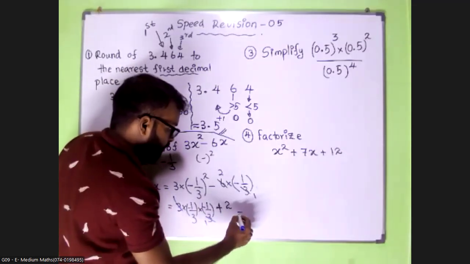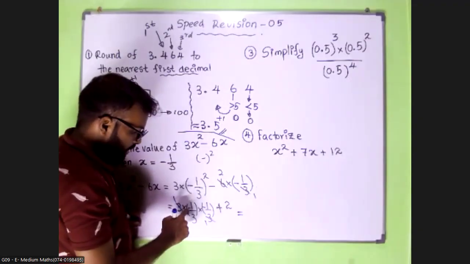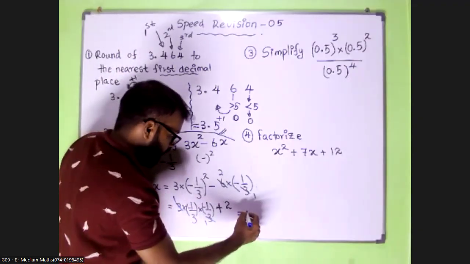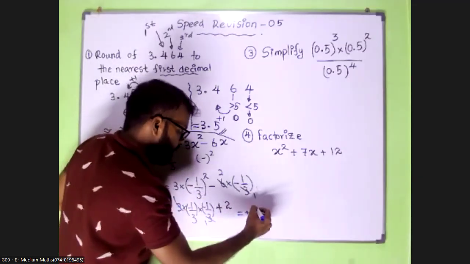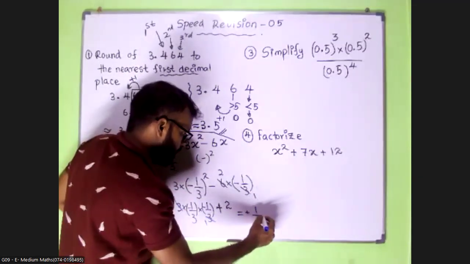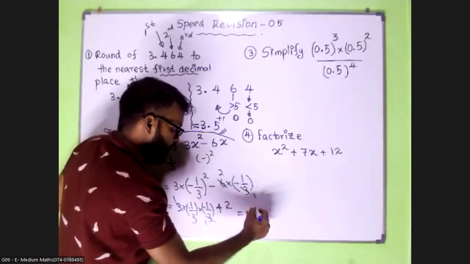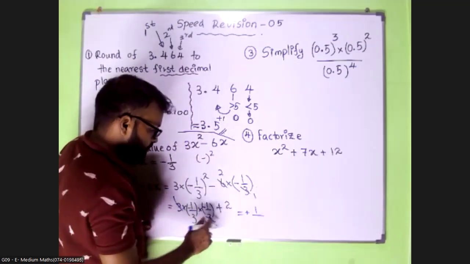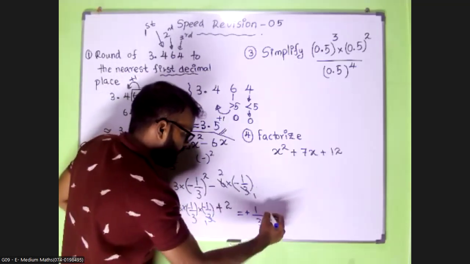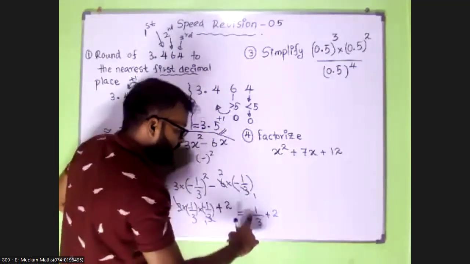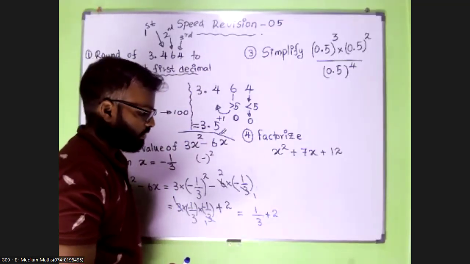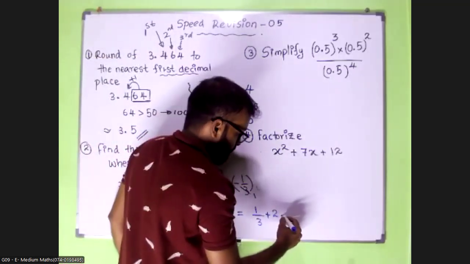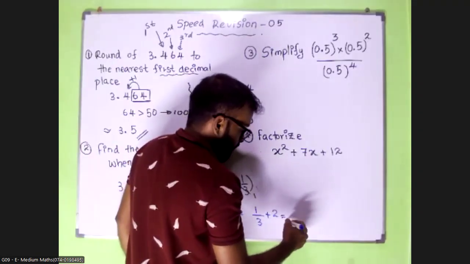If I want to obtain the final answer, minus times minus is positive. Numerator: 1 times 1 times 1 gives you 1. Then 3 times 1, in the denominator you have 3. On this side you have 2. Now very simply, you have a fraction and a whole number, so the answer will be 2 and 1 upon 3.